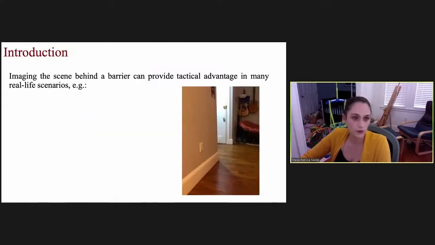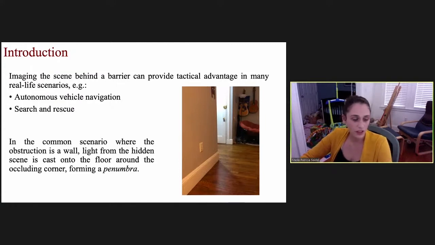The ability to form non-line of sight images could be really useful in a lot of different applications. This includes autonomous vehicle navigation or robotic navigation, and search and rescue applications. In the common scenario where the occlusion is a wall, light from the hidden side is cast onto the floor on the visible side, forming what we call a penumbra. In this work, we're interested in taking photographs of this region and forming reconstructions of the hidden side.